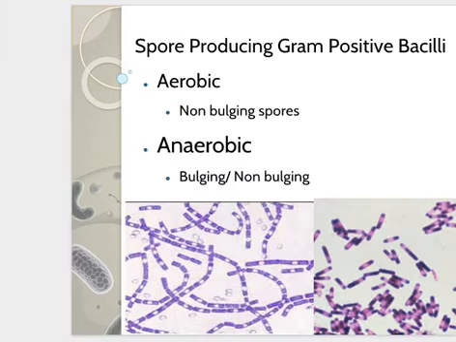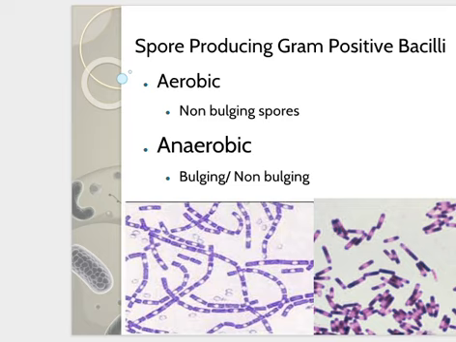Spores are produced by gram-positive bacilli. Some of them are aerobic, meaning they need oxygen, and they have non-bulging spores. Others are anaerobic and can have either bulging or non-bulging spores. This distinction is important because it affects how they survive and cause disease.